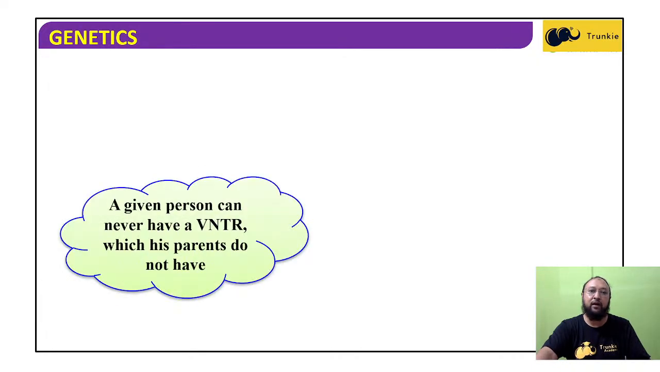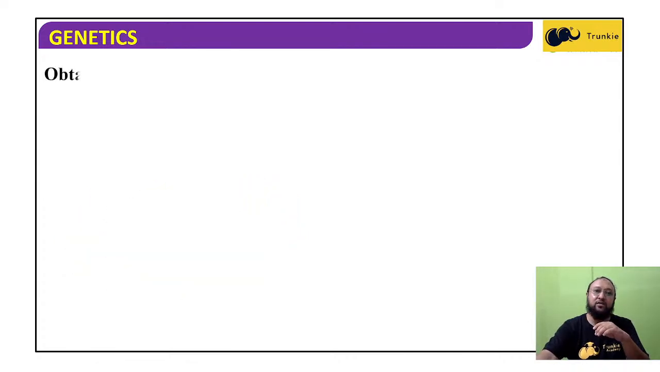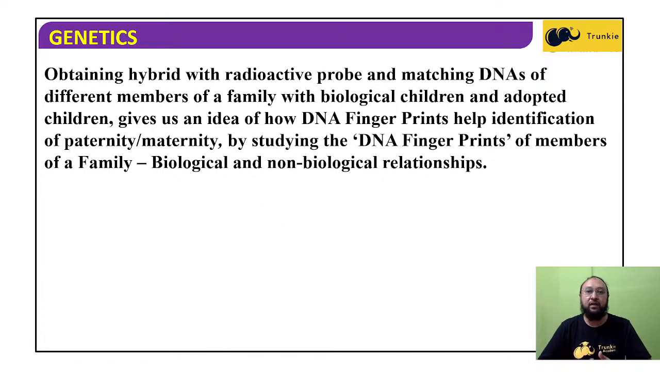Now, a given person can never have a VNTR which his parents do not have. Please remember this. If the parents do not have that VNTR, then the children do not have it either. Hybridizing with a radioactive probe and matching the DNAs of different family members, including biological and adopted children, shows how DNA fingerprints help identify paternity and maternity, and biological and non-biological relationships.